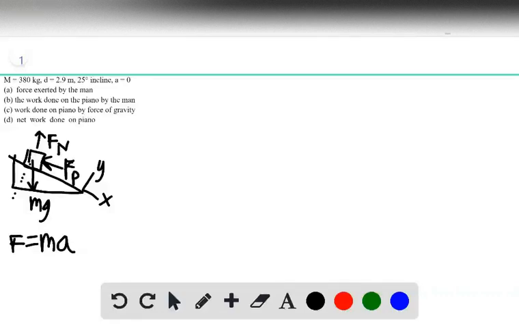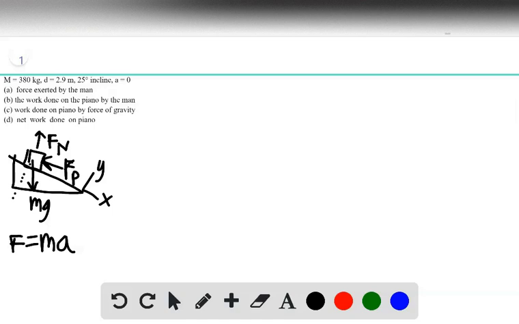Hey everyone, this is question number 10 from chapter 6. This question is about a piano sliding down an incline and a man pushing back on it so it has a constant speed and there's no acceleration down the incline. So first step in all physics problems when you're dealing with forces is draw a free body diagram.